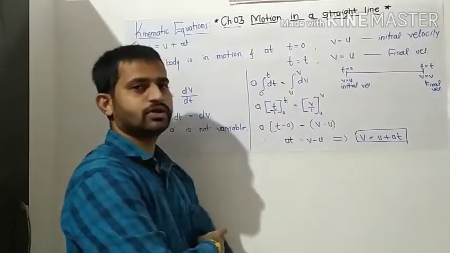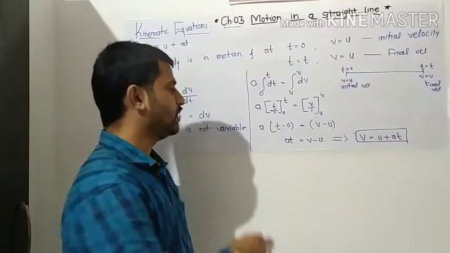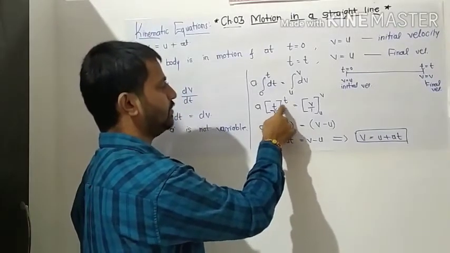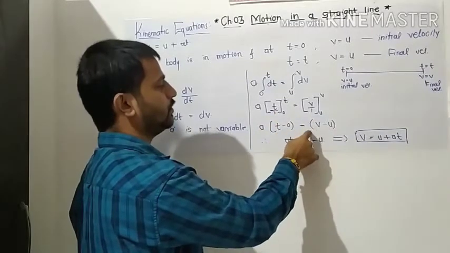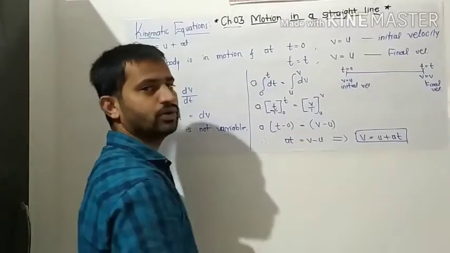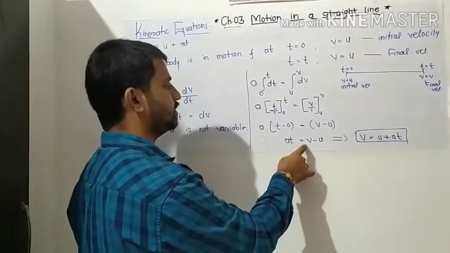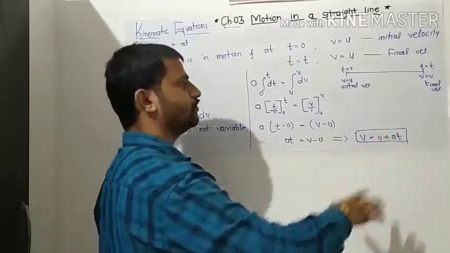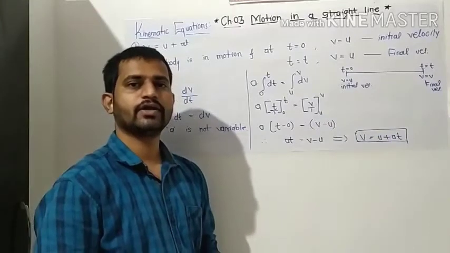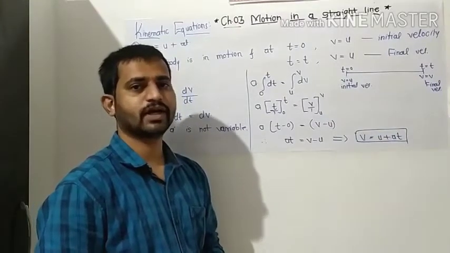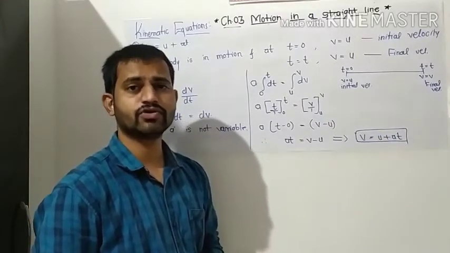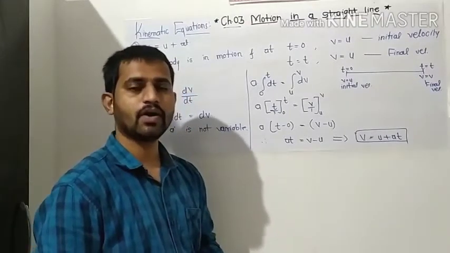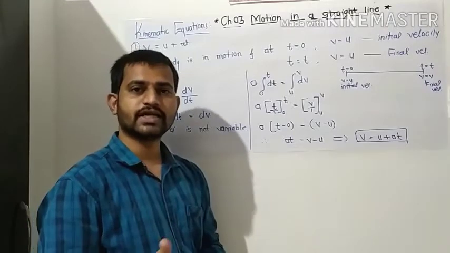So you will get the equation as t upon 1 from 0 to t, and v upon 1 from u to v. When we apply the limits, t minus 0, and in this when we apply the limits, v minus u, we will get that at is equal to v minus u. So we will get v is equal to u plus at. We get the first equation of kinematic motion for linear motion, that is v is equal to u plus at. Now we have to move towards the second equation.